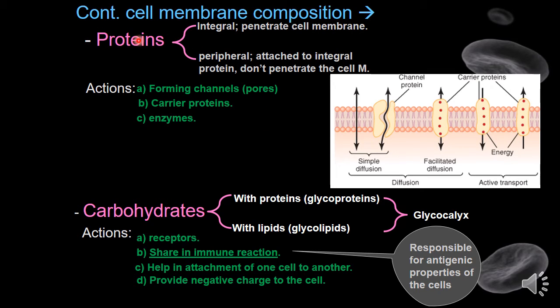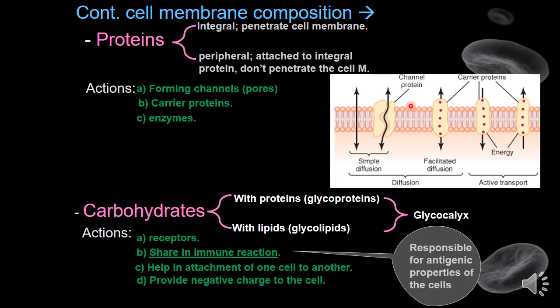Let us talk about the other components of the cell membrane, the protein and the carbohydrate. Proteins are found in two forms. One is called integral, this one and this one, and they penetrate the cell membrane. The other one is called peripheral. They are attached to the integral protein. They are not penetrating the cell membrane. Mostly these proteins are attached to carbohydrate.